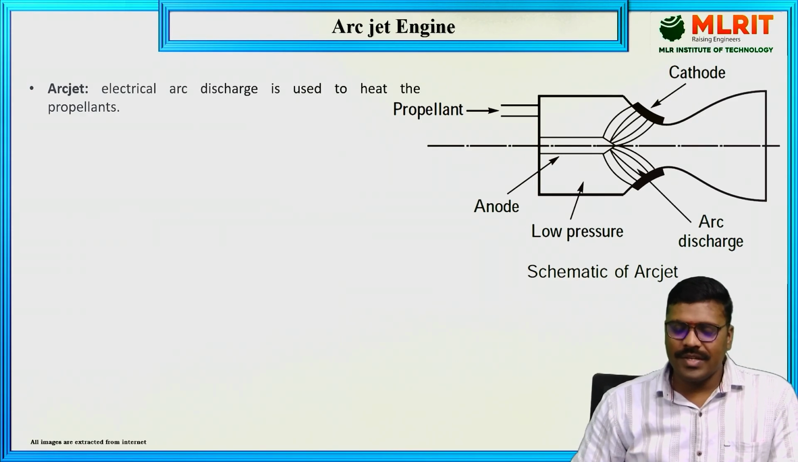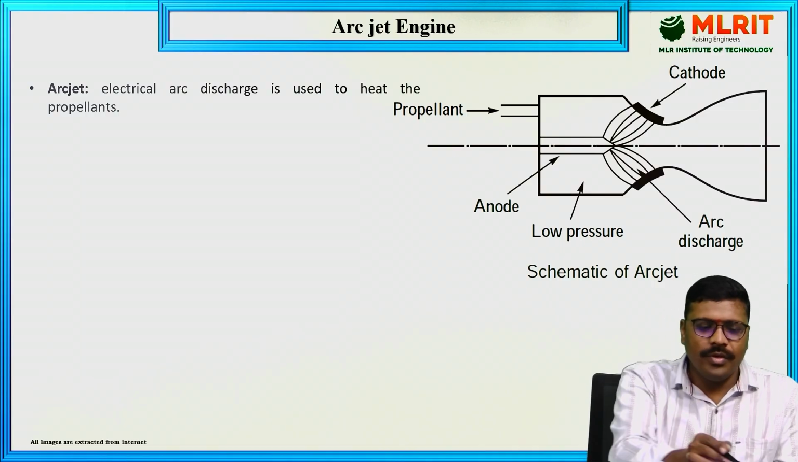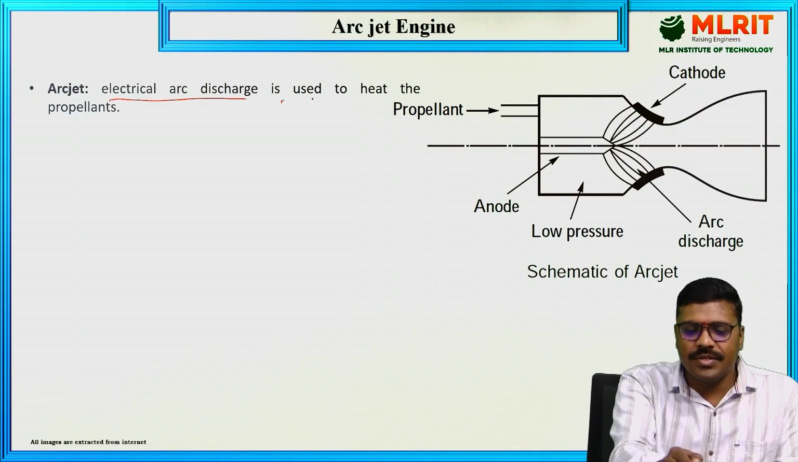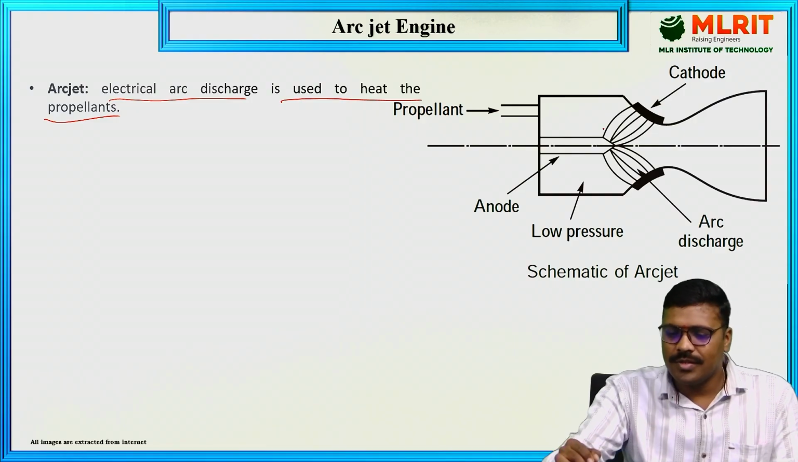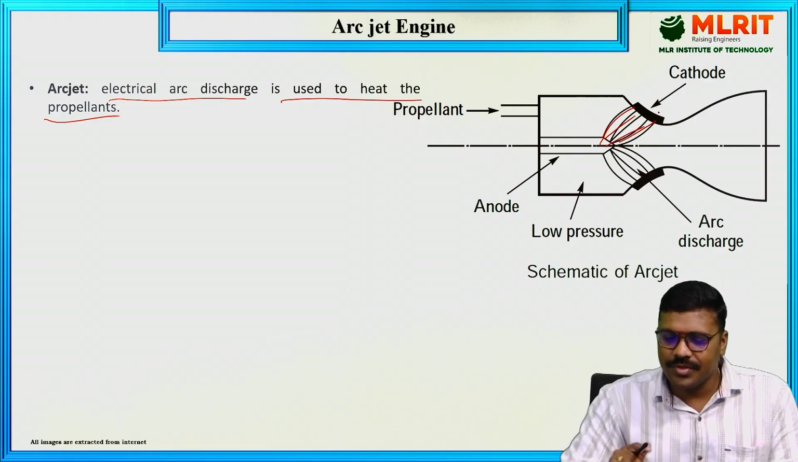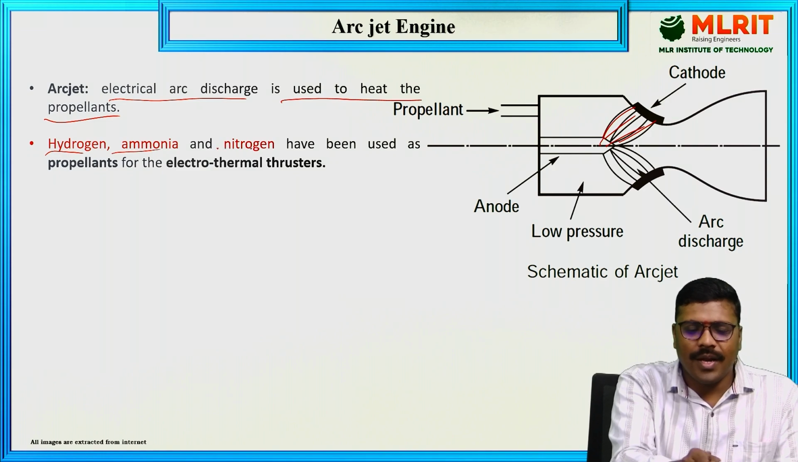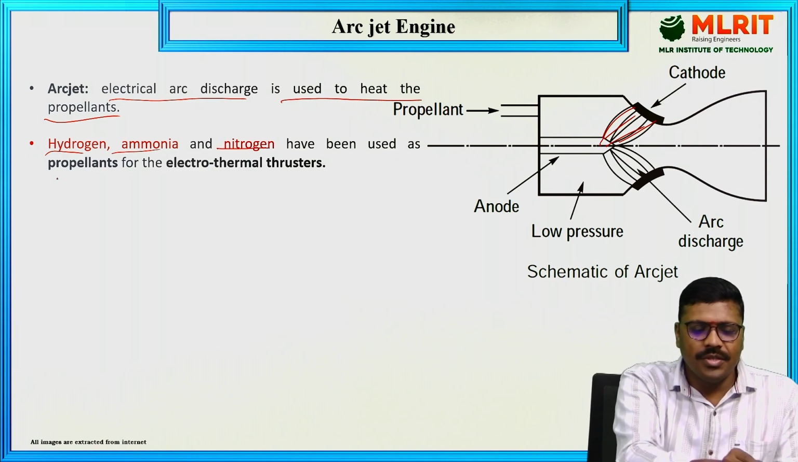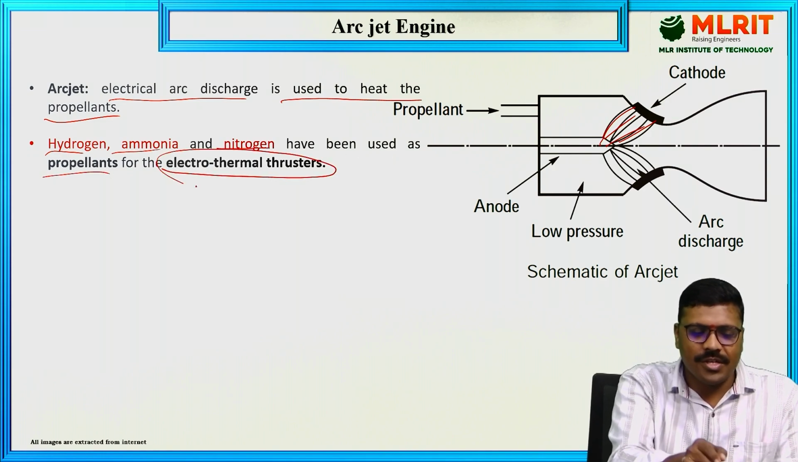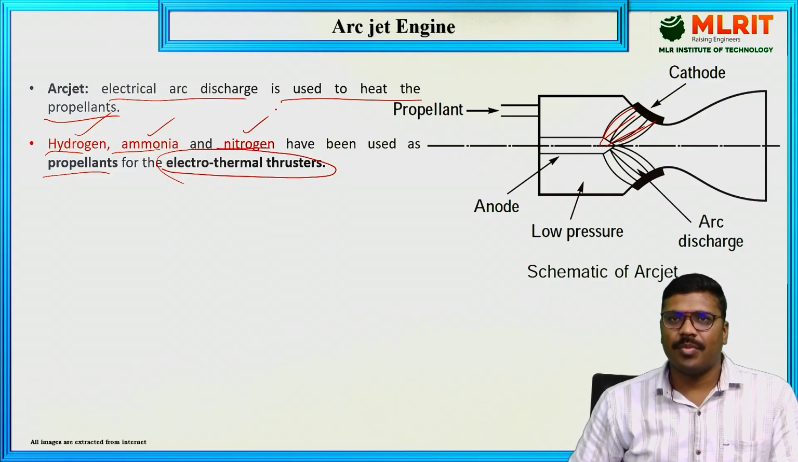Now we'll discuss the arc jet engines clearly. Electrical arc discharge is used to heat the propellant. Hydrogen, ammonia and nitrogen are used as propellants in electrothermal thrusters.